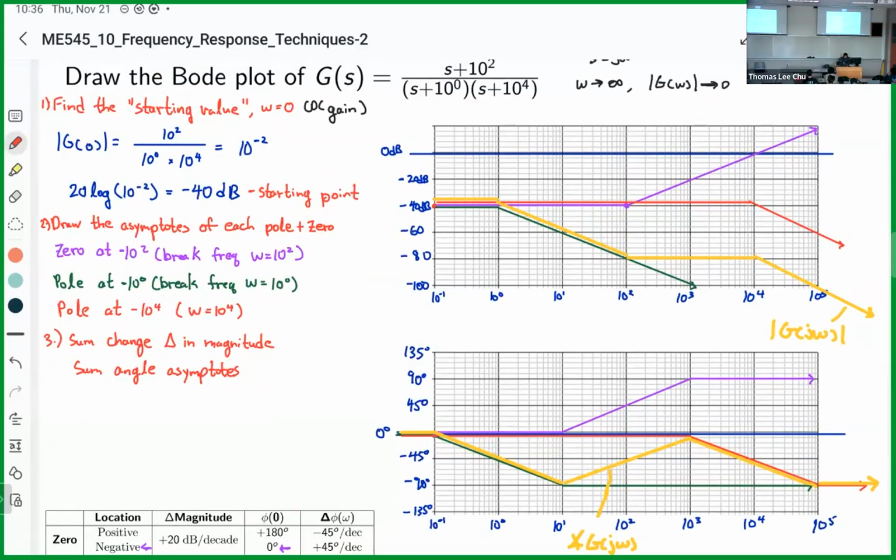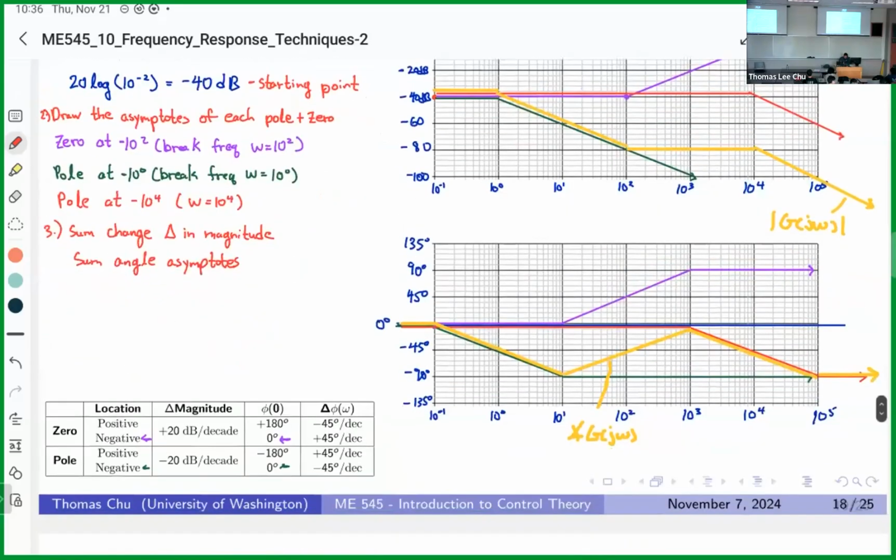Okay, so if we look at this, we can always see that this system is always attenuating the signal. That means the output magnitude is always going to be smaller than the input magnitude, and that this system will always be in phase lag. The phase of the system is always going to be lagging behind the input.